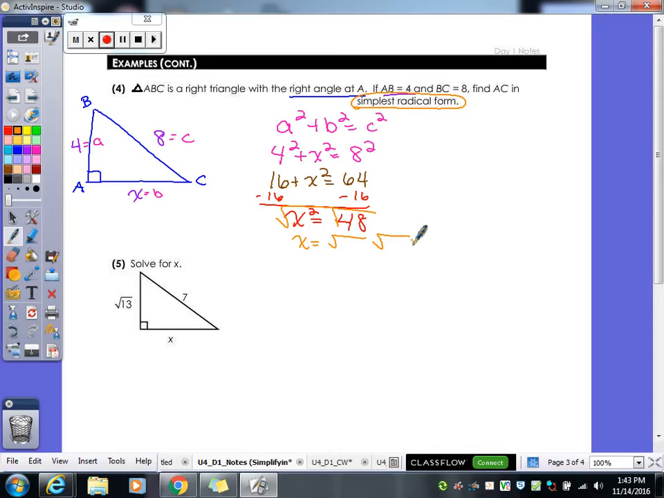What is our perfect square that goes into 48? This is going back to what we were just doing on that first part of the notes. Our perfect square that goes into 48. Perfect, Jordan. 16 times what? 3. If I do 48 divided by 16, I'm going to get a 3. So now, what's the square root of 16? 4. And then 3 stays under the radical. So that side is going to be 4 radical 3. That's our simplest radical form.